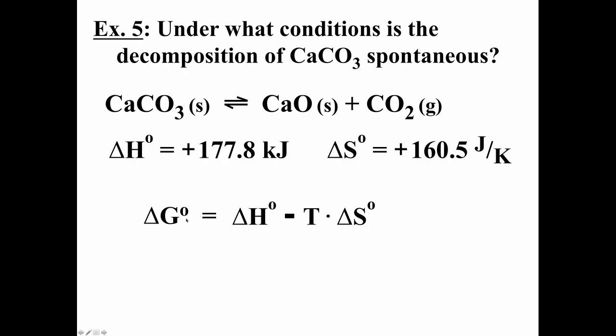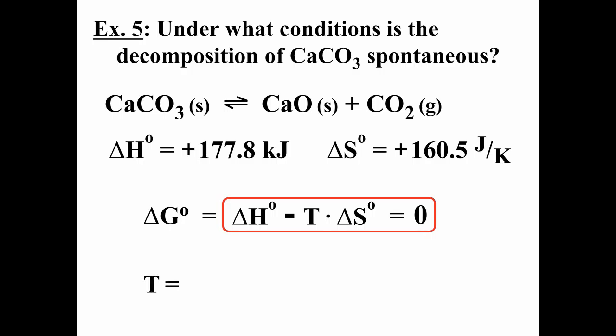Well, the relationship for delta G in terms of delta H and T and delta S is this. If delta G is negative, the reaction is spontaneous. If delta G is positive, the reaction is not spontaneous. So at 0, the reaction is going from spontaneous to not spontaneous, or vice versa. So let's solve delta H minus T delta S equals 0 and see what temperature we get. If we solve for T, we get delta H over delta S.